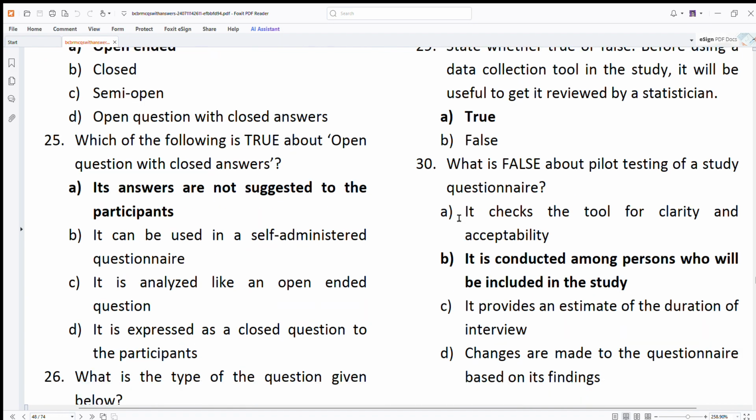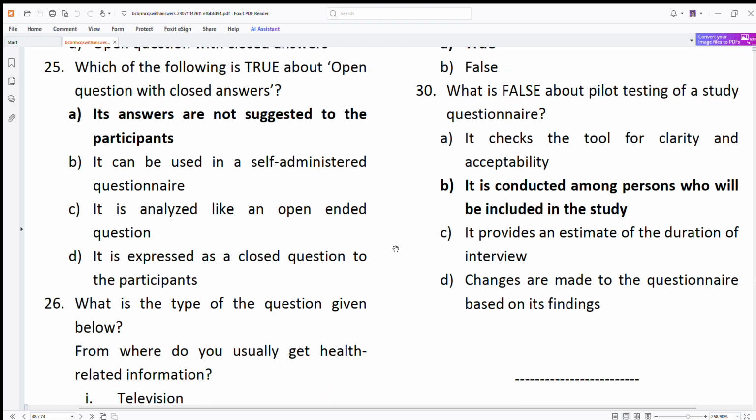Always. Like all the data collection tools I used in my thesis when I was doing my MD, I had it reviewed by the statistician. Also about pilot testing conducted among persons who will be included in the study. No, not at all. Pilot is a very small scale study and it includes very few people. So the study sample is different. Yeah. Just estimate. Okay, bye.